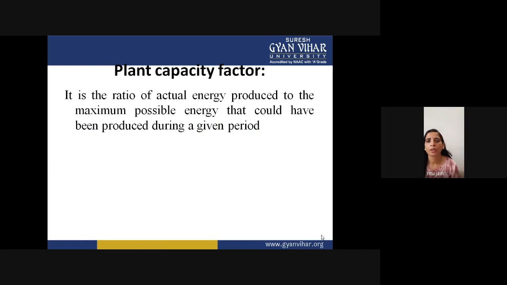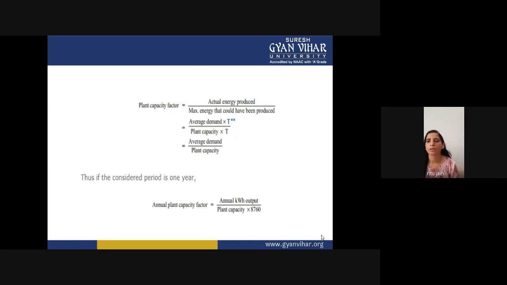Now next come to the point which is very important, plant capacity factor. It is the ratio of actual energy produced to the maximum possible energy that could have been produced during a given period. So the formula for plant capacity factor is equal to actual energy produced divided by maximum energy that could have been produced. Suppose a plant has its capacity to produce 500 megawatt, but it is producing 400 megawatt. So 400 megawatt is divided by maximum 500 megawatt. So this defines the plant capacity factor.